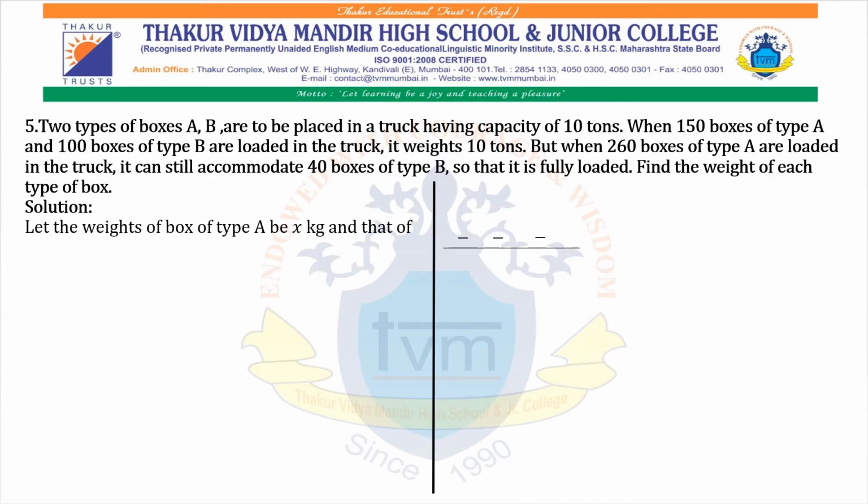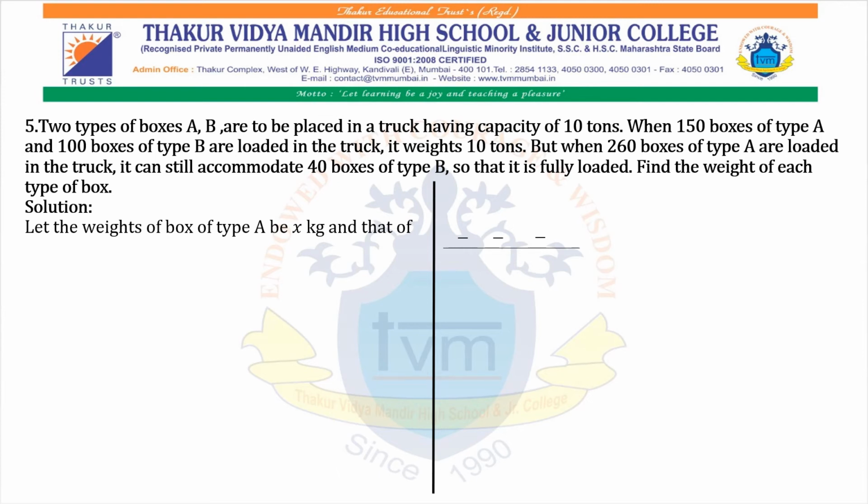Question 5. Two types of boxes A and B are to be placed in a truck having capacity of 10 tons. When 150 boxes of type A and 100 boxes of type B are loaded in the truck, it weighs 10 tons. But when 260 boxes of type A are loaded in the truck, it can still accommodate 40 boxes of type B, so that it is fully loaded. Find the weight of each type of box.